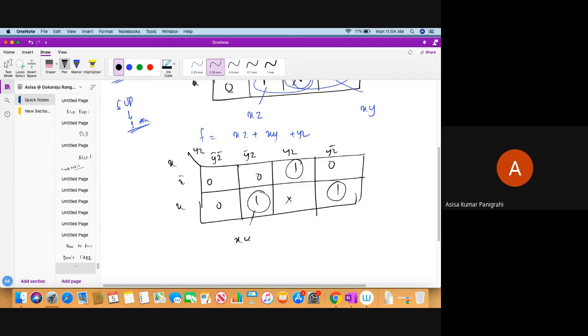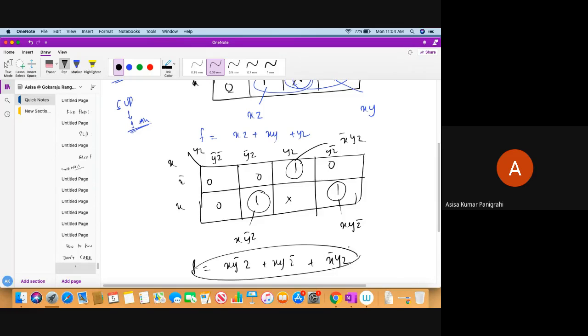So this is my x, y bar, z. This is my x, y, z bar. This is my x bar, y, z. So finally I have got the minimized one: x y bar z, x y z bar, and x bar y z. So how many literals here? 9 literals. But see here, I have got 6 literals, because of the don't care. I have acted on it like a min term and combined it. I have got only 6 literals. Do you all understand how to use don't care here?